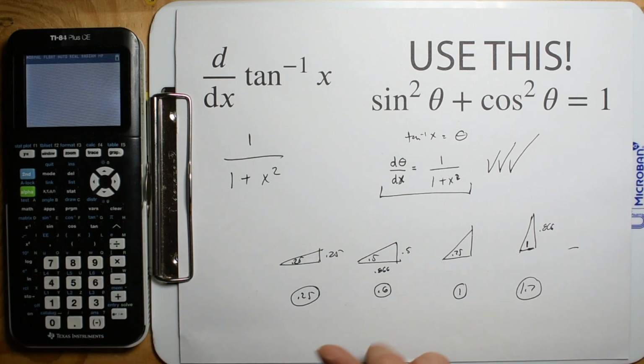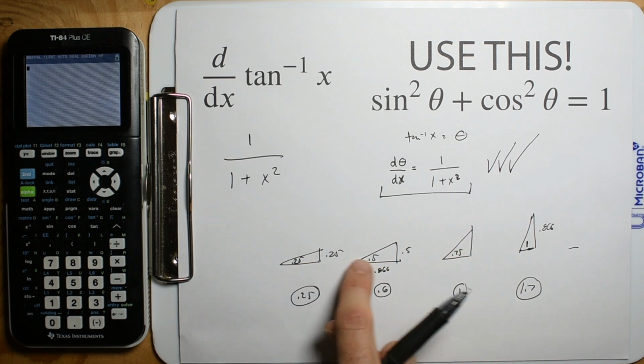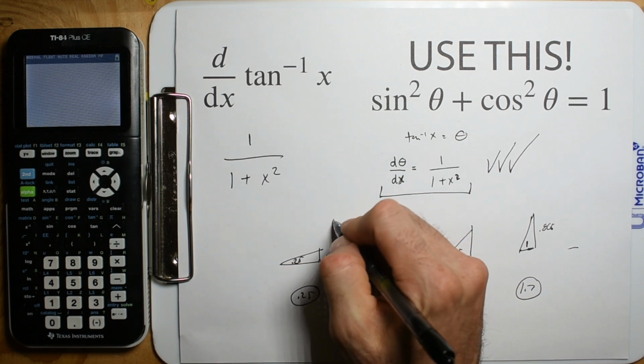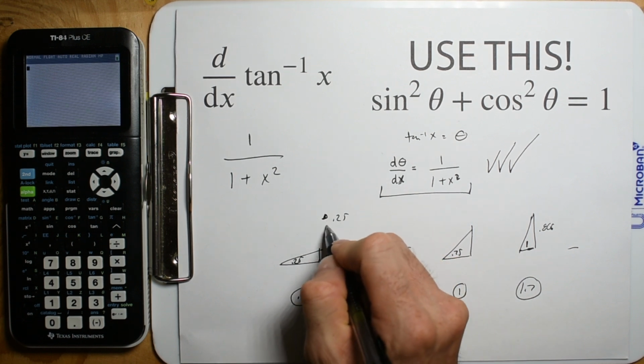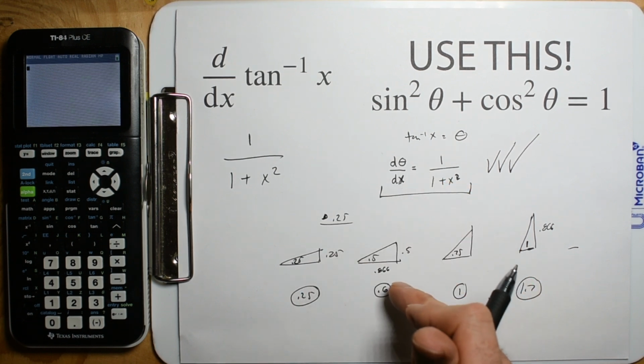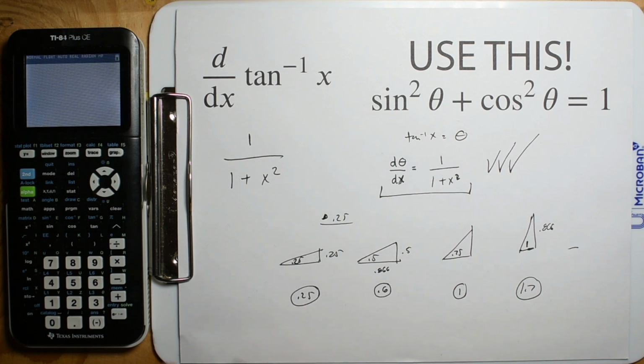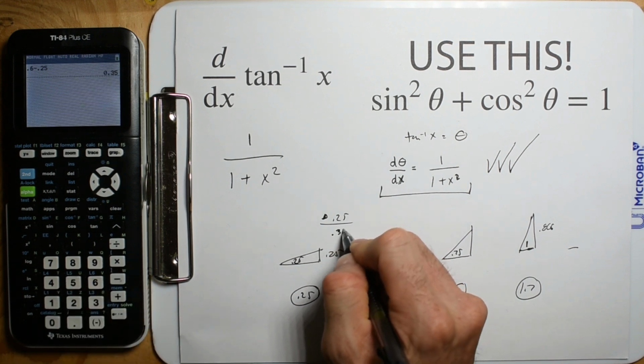So, the change in the angle, we're going to change our angle by 0.25. 0.25 to 0.5 is a change of 0.25. That's our angle change. Now how about our ratio change? Our ratio change, 0.6 minus 0.25. Our ratio changed by 0.35.